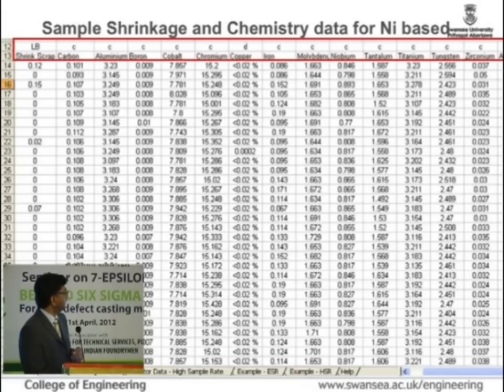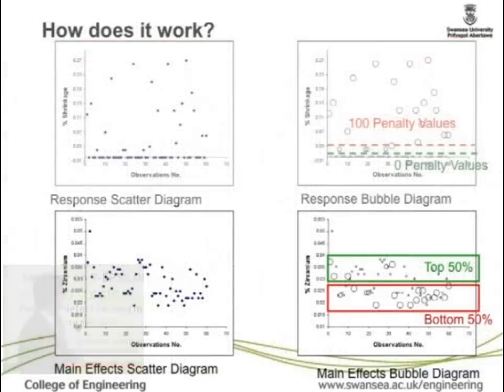And therefore, we can transform these penalty values onto factor data. So in case of shrinkage variability, we came up with these penalty values, and that penalty value is transformed onto, say, zirconium data. Now this is the zirconium scatter which was available in the last column. Now this is the scatter diagram, which is traditional. Once you plot SPC diagram, statistical process control diagram, this is what you will see.